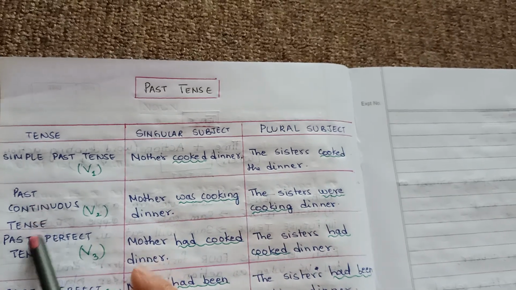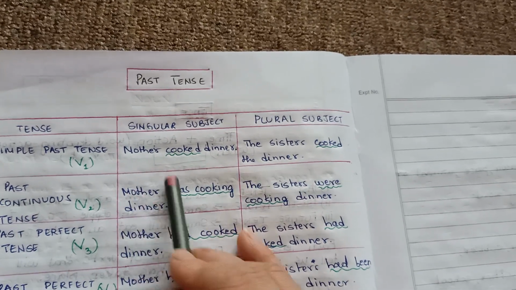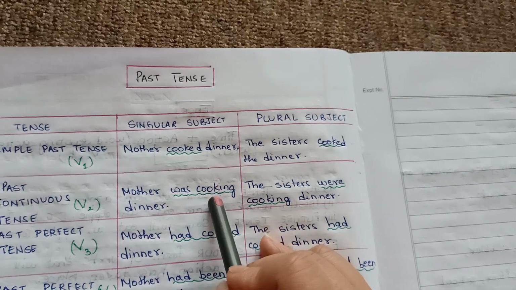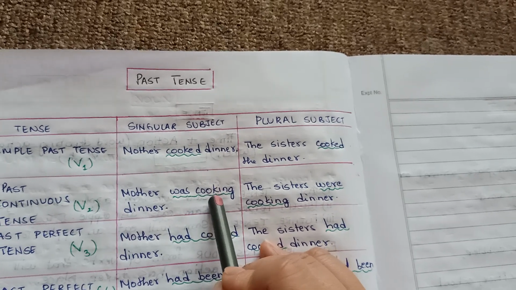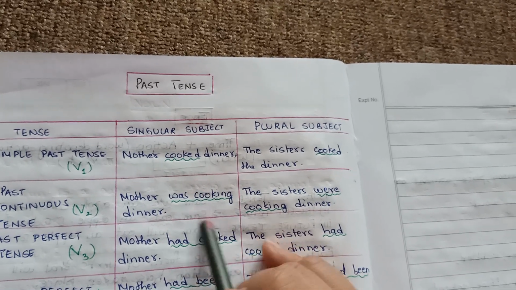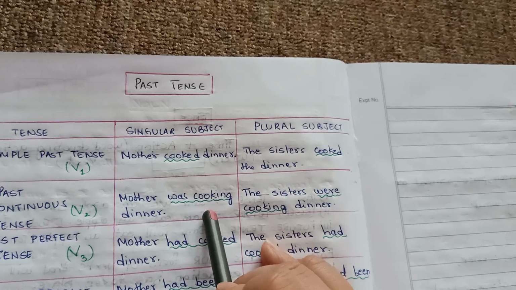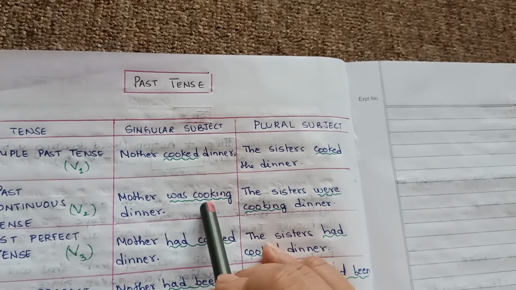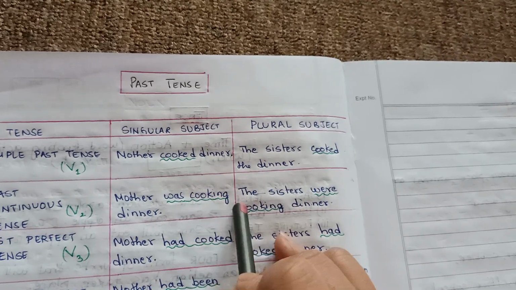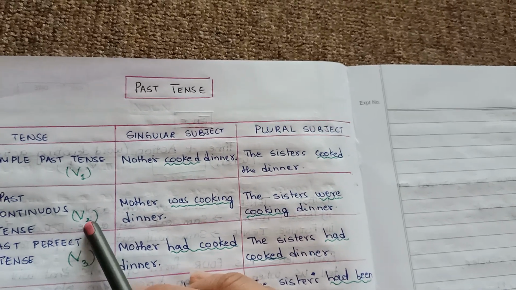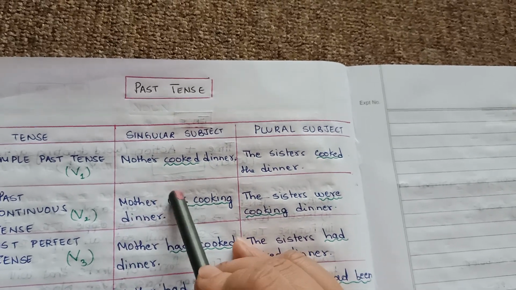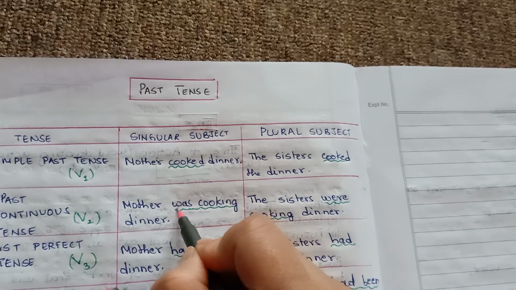Now the same action in the past continuous tense is going to look like this. See, mother, again our singular subject, was cooking dinner. I already told you, in our continuous tenses, whether it is present, past or future, our verb will take the form of ing being added to it. That is the second form of verb. However, what is going to help us determine the tense? The helping verb that is there. And here our helping verb is was.